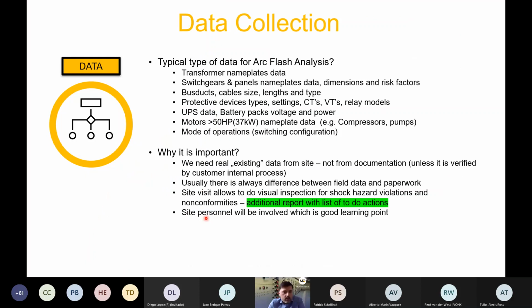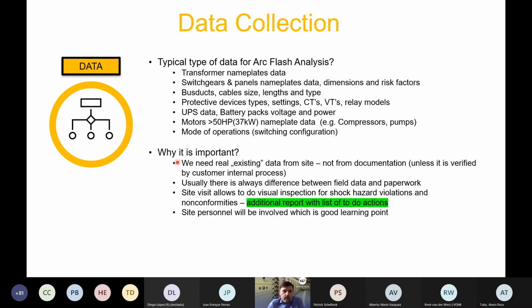So data collection is, okay, we collect all the information from site, depending on what kind of study it is, what kind of location it is. Transformers, switchgears, bus ducts, everything else you will find here. It's important because we need existing data from site, not from documentation, unless it's really verified, but from the site. And there's always a difference between field data and paperwork. And I tell you, I was recently on a site which is still under construction.